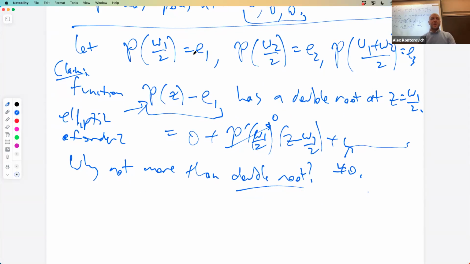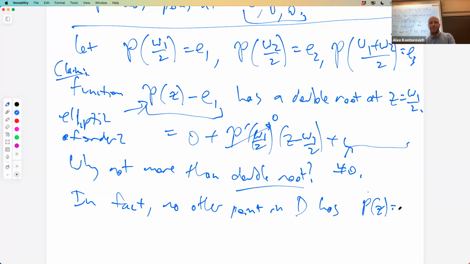In fact, there is no other point in this domain that has P of z equal to e1, except w1 over 2. Because not only do we know that it has a double root, it can't have any more roots in the domain. Okay? What does that mean?